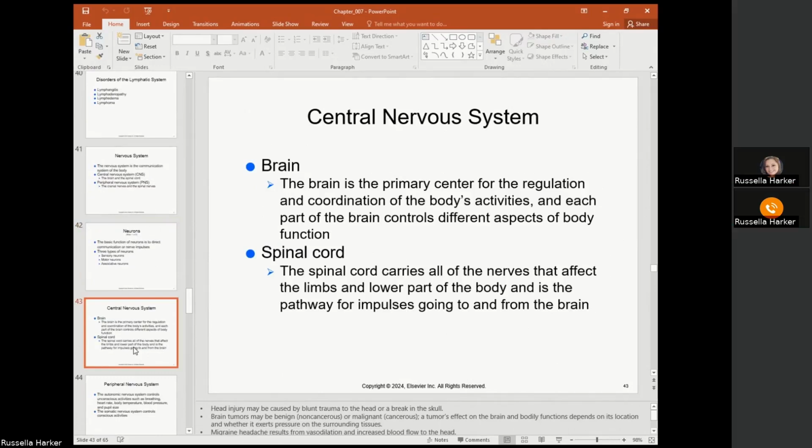In the central nervous system, we have the brain and the spinal cord. The brain is the primary center for the regulation and coordination of the body's activities, and each part of the brain controls different aspects of body function. The spinal cord carries all of the nerves that affect the limbs and lower parts of the body and is the pathway for impulses going to and from the brain.